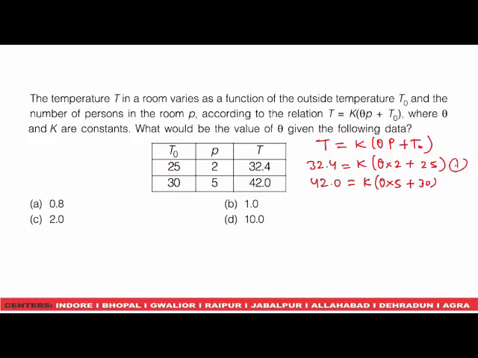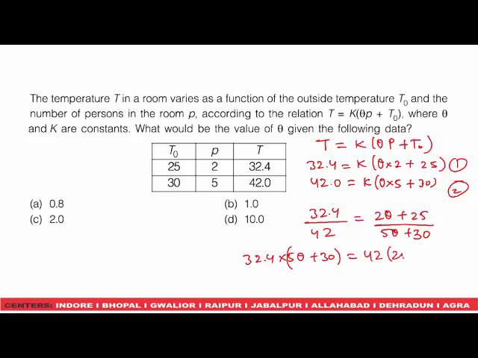There are two relations, we can divide and we will get 32.4 by 42 equal to 2 theta plus 25 by 5 theta plus 30. So from here we will get 32.4 into 5 theta plus 30 equal to 42 into 2 theta plus 35. So from solving we get theta equal to 1. So the correct answer would be B option.